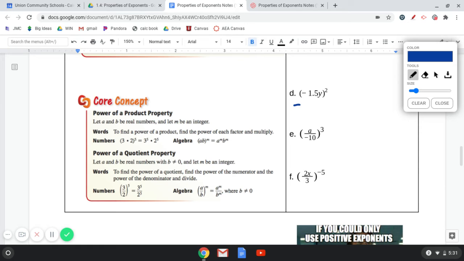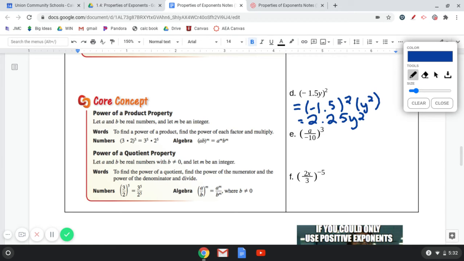This is the same thing as saying -1.5 squared times y squared. Let's see, -1.5 times -1.5 should be 2.25. 2.25, and then y squared is just y squared. That's our answer, 2.25 y squared.